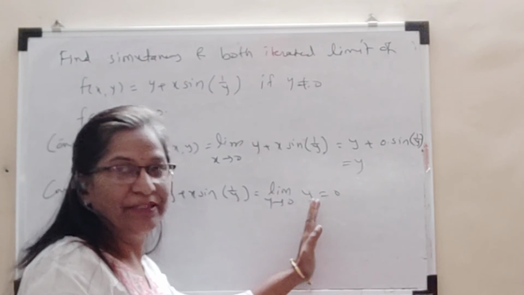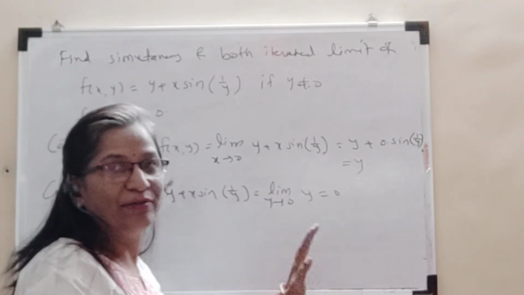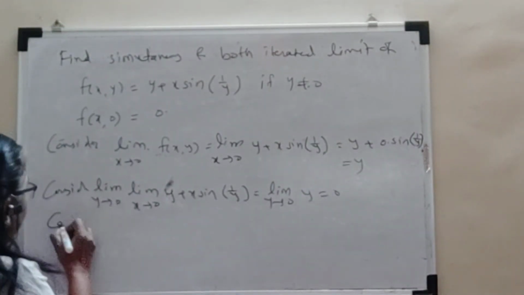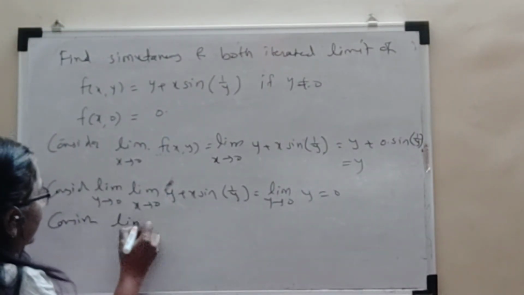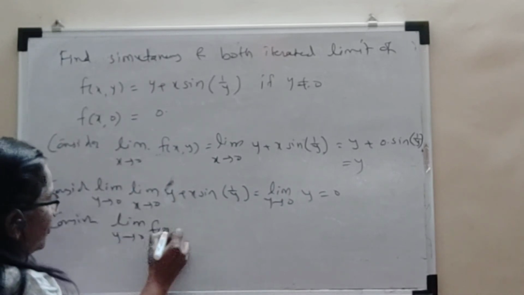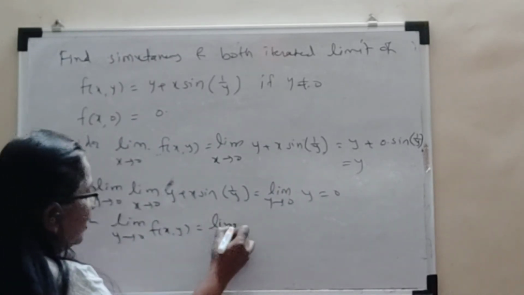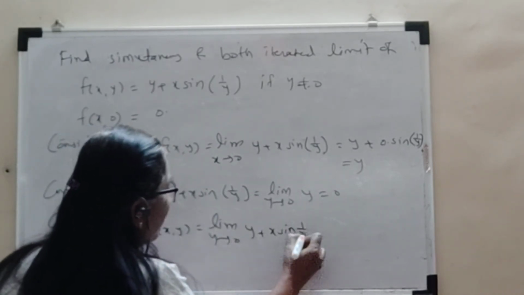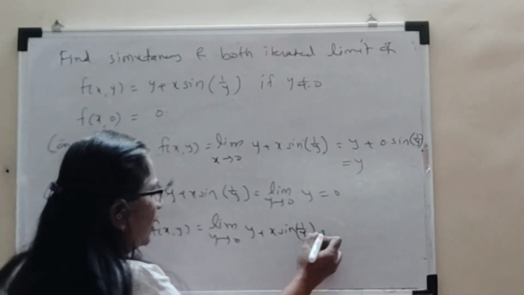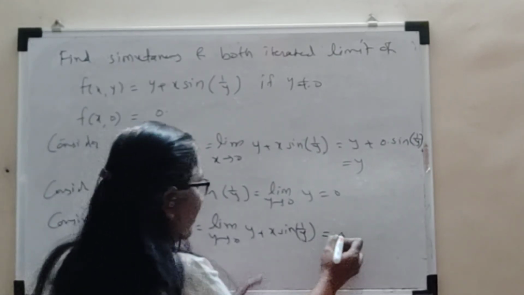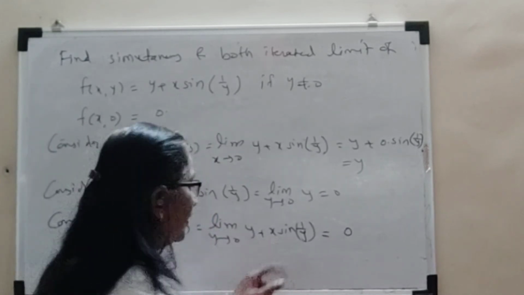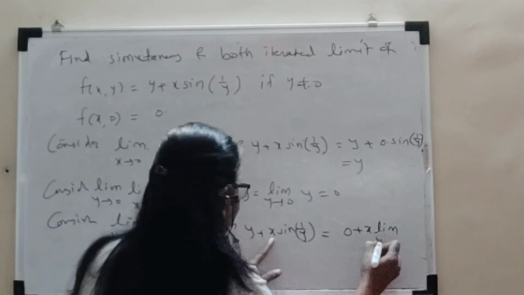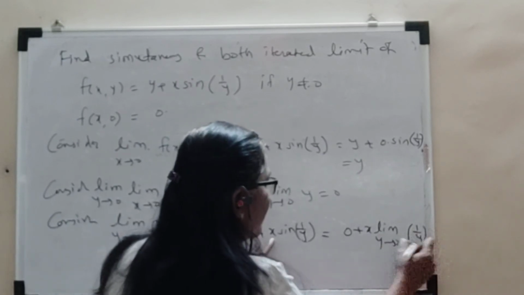We may say the iterated limit of the first kind exists, and now we try to find the iterated limit of the second kind. So now consider the limit when y tends to 0 of f of x, y. That is equal to the limit when y tends to 0 of y plus x into sine of 1 by y. Over here I am getting 0 for the first part, and I will find plus x into the limit as y tends to 0 of sine of 1 by y.